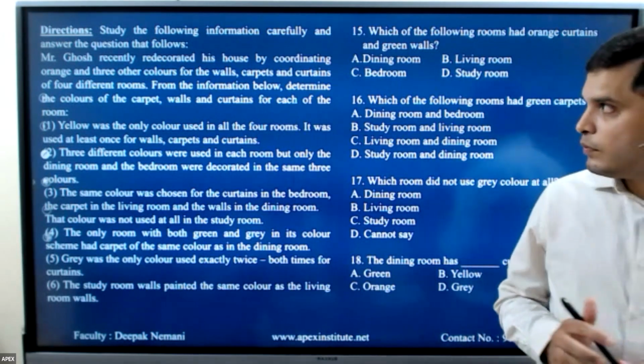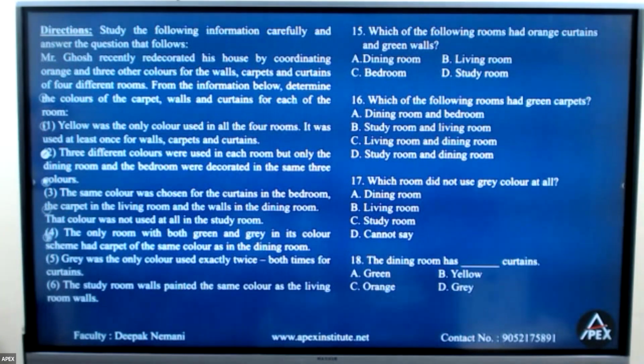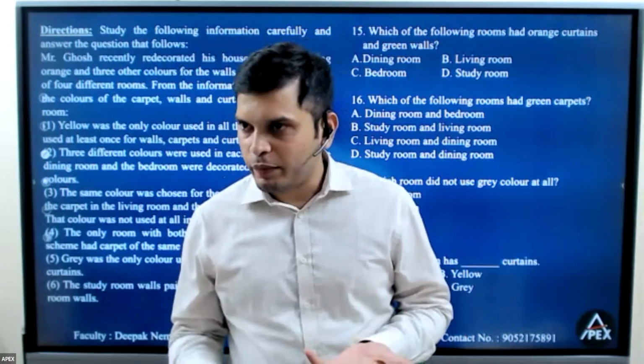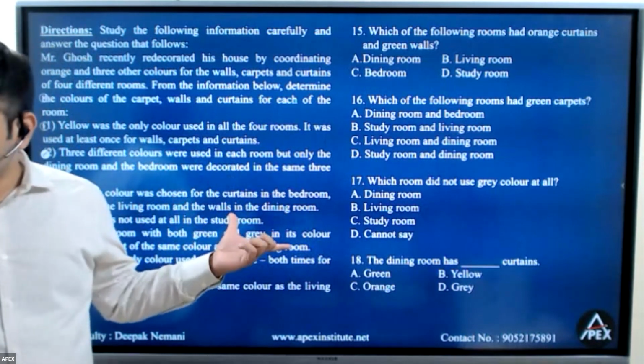So you have 4 different rooms. In each room you have walls, carpets, curtains colored with different colors. So you have 4 colors: orange, yellow, green and gray, and you are given 6 conditions to determine what part of the room is painted with what color. That's it. So if you consider yourself good at puzzles, you can either attempt this question or the previous question, any one of these 2 questions.